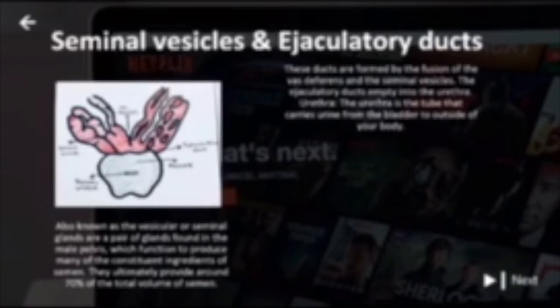We have here also the ejaculatory ducts. These ducts are formed by the fusion of the vas deferens and the seminal vesicle. The ejaculatory ducts empty into the urethra. The urethra is the tube that carries urine from the bladder to the outside of your body.